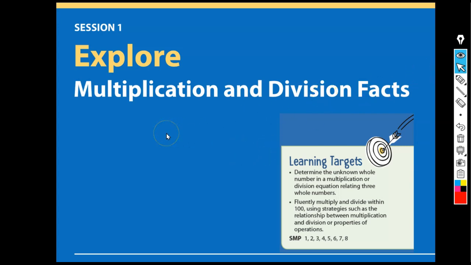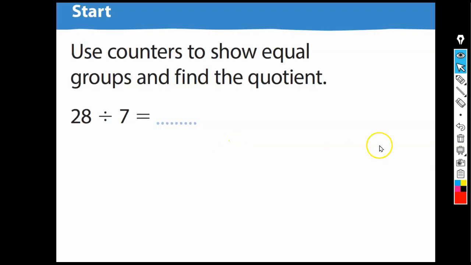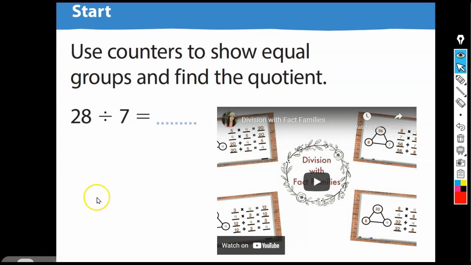All right, so we're starting lesson 12, session one. We're working on multiplication and division facts and how they're related. You're going to need your composition books. You might want to go get it and then do this for me right here.